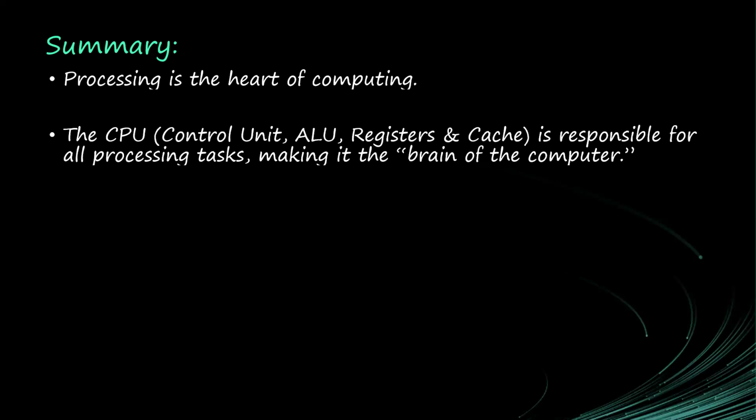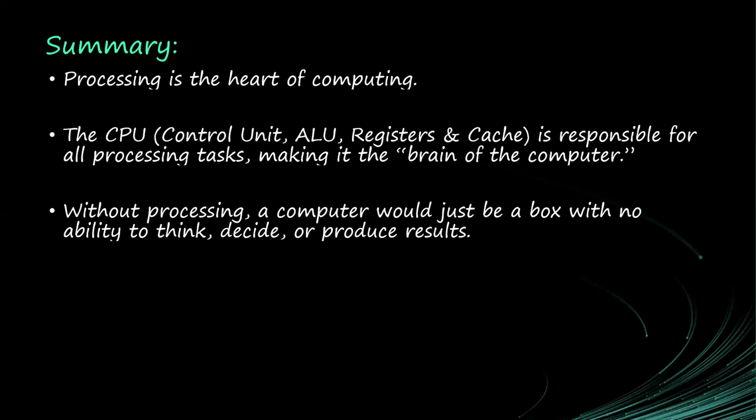The CPU has three main parts: the control unit, the arithmetic logic unit, and registers, and cache. We'll talk about them in detail later on. So the CPU is responsible for all processing tasks, making it the brain of the computer. Without processing, a computer would just be a box with no ability to think, decide, or produce any result. All right. So let's take a look at the main parts of the CPU. Let's digest them one after the other.